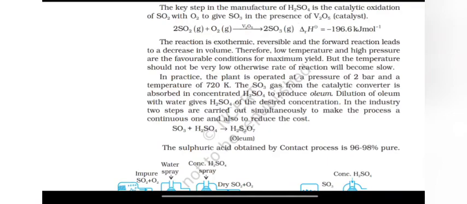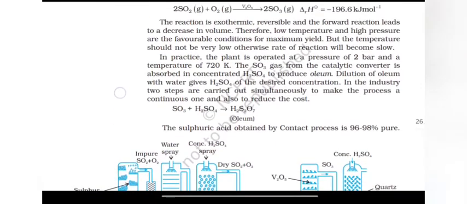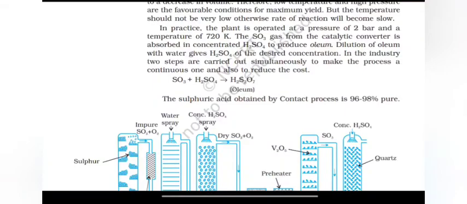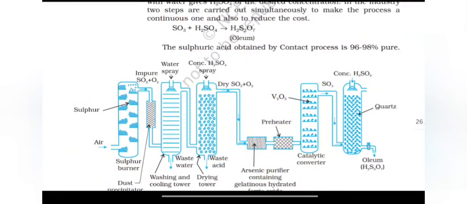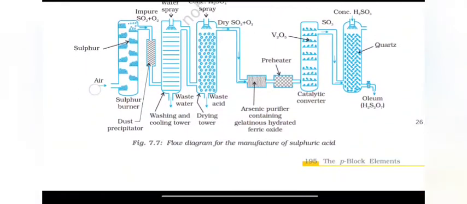The SO3 gas from the catalytic converter is absorbed in concentrated H2SO4 to produce oleum. Dilution of oleum with water gives H2SO4 of the desired concentration. In the industry, two steps are carried out simultaneously to make the process a continuous one and also to reduce the cost. SO3 plus H2SO4 gives H2S2O7. The sulfuric acid obtained by contact process is 96 to 98% pure.